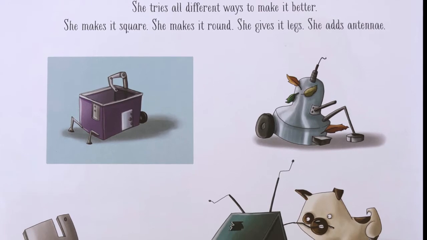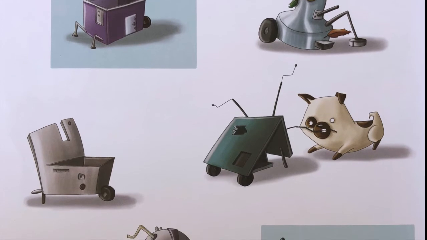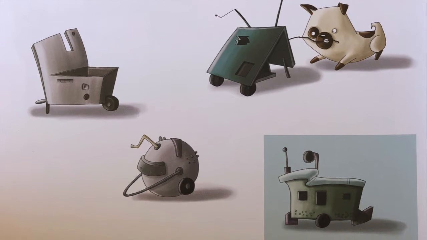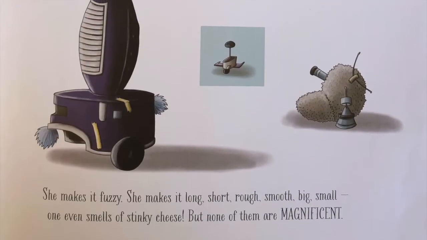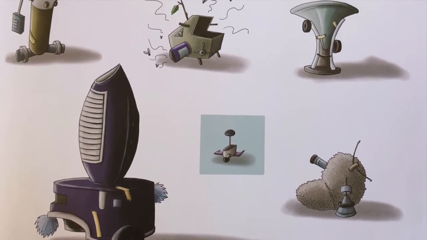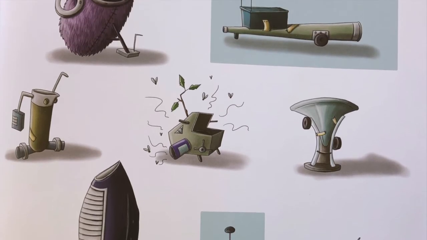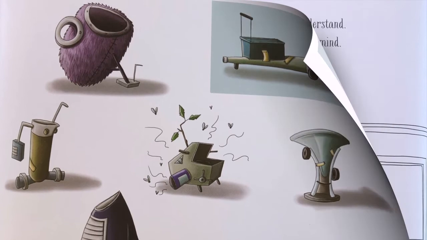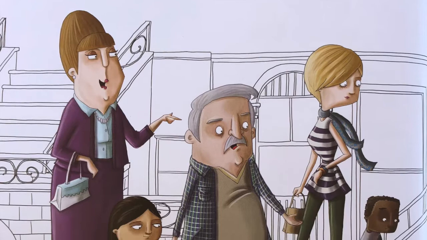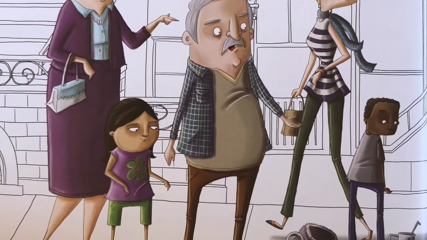She tries all different ways to make it better. She makes it square. She makes it round. She gives it legs. She adds antenna. She makes it fuzzy. She makes it long, short, rough, smooth, big, small. One even smells of stinky cheese, but none of them are magnificent. Her hard work attracts a few admirers, but they don't understand. They can't see the magnificent thing that she has in her mind.